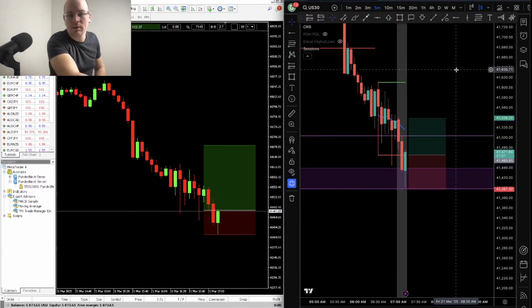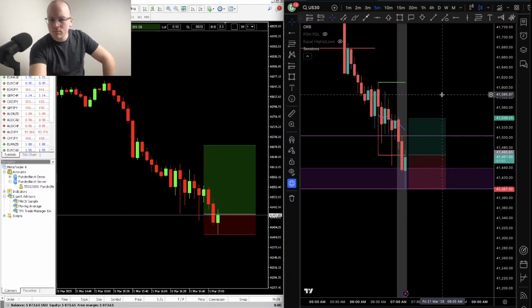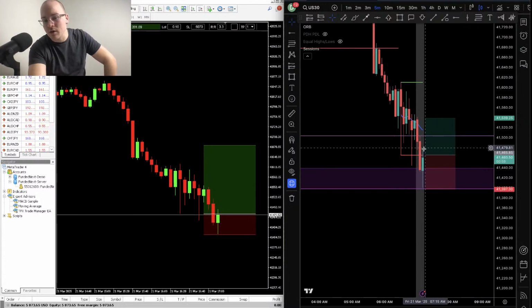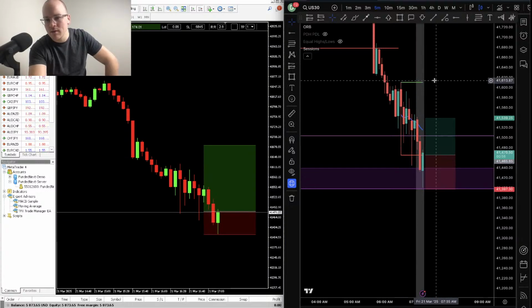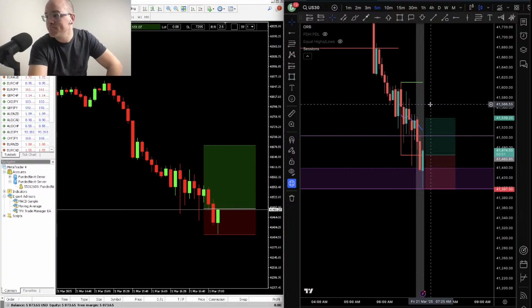Wait for the closure, man. See what it looks like. But it would be sick if all of a sudden it just ripped down and closed red. And that's my 5 minute opening breakout strategy. That'd be nice.